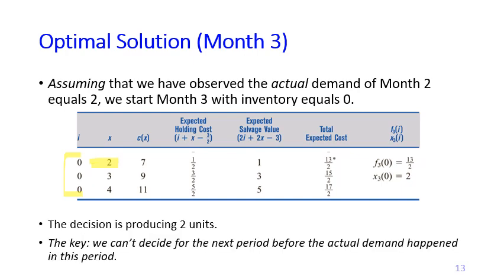The key in interpreting the optimal solution of probabilistic dynamic programming like this is that you just cannot decide for the next period before the actual demand happened in this period. So you must wait until the demand at this month actually happens, such that you know your beginning inventory for the next month. By then, you can decide what you should do in the next month. So you just cannot know the optimal decision for all months since the beginning of the problem.